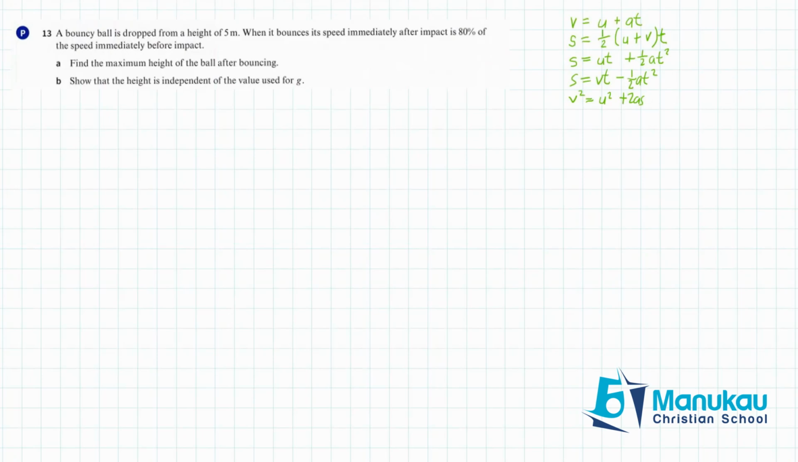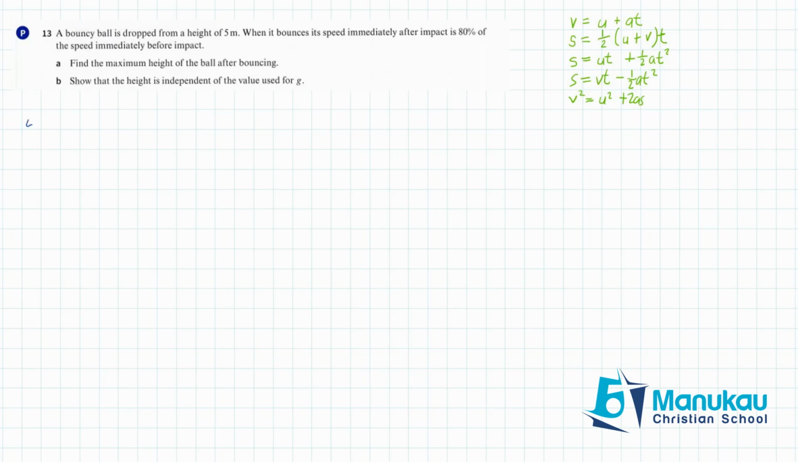A bouncy ball is dropped from a height of 5 meters. When it bounces, its speed after the impact is 80% of the speed immediately before the impact. Find the maximum height of the ball after bouncing. Okay. So for this, let's see what we know.